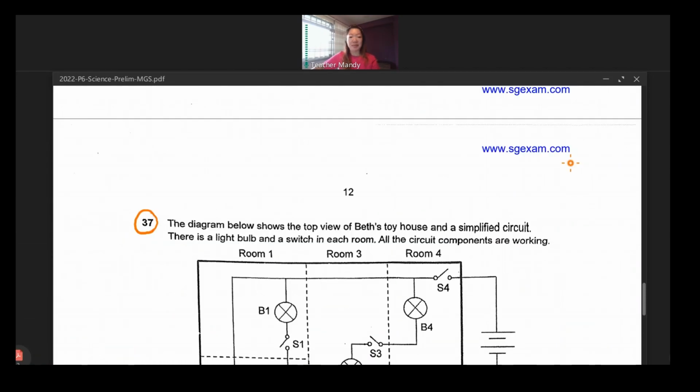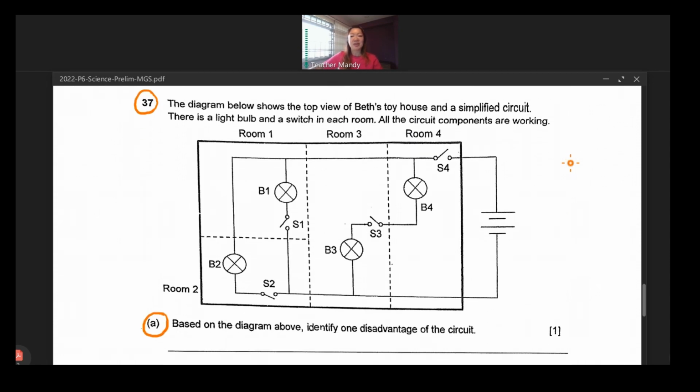We're going to look at A and B. Okay, so we have a circuit on the electricity chapter. Now, the diagram below shows the top view of Beth's toy house and a simplified circuit. Okay, so it's a dollhouse. A toy house, sorry. There is a light bulb and a switch in each room. All the circuit components are working.